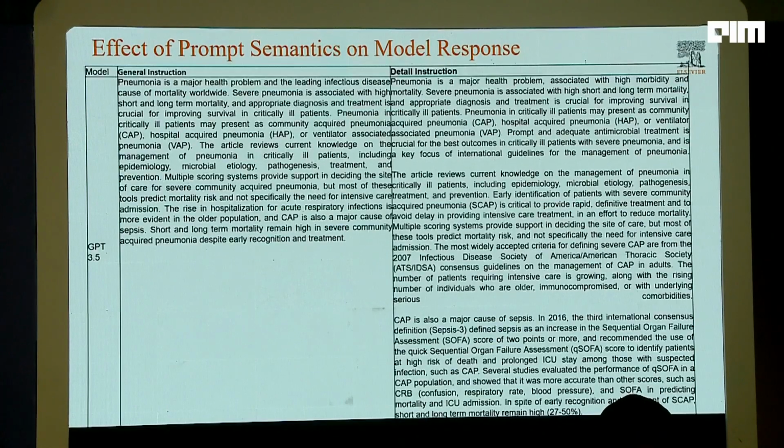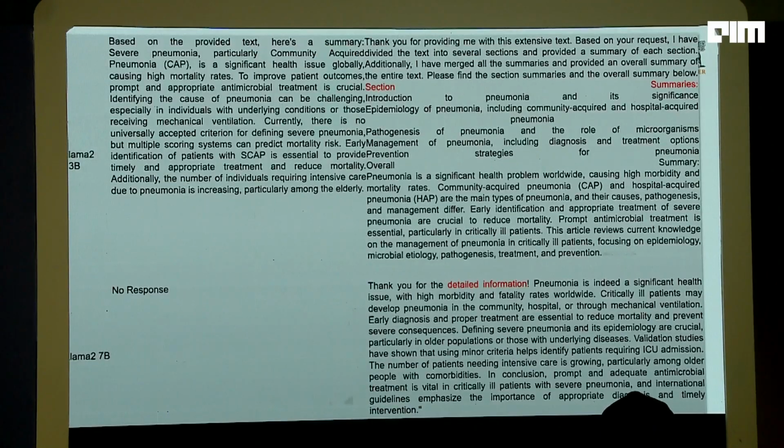Unlike GPT 3.5, in Llama we saw that. You can see this is a general instruction, and it gave a one paragraph summary of those three paragraphs. And here, when the detailed instructions were given, it gave us a summary, and then it also gave the title and section summaries. So this is a summary of the merged summaries, and this is a summary of the sections altogether. And this is 13 billion.